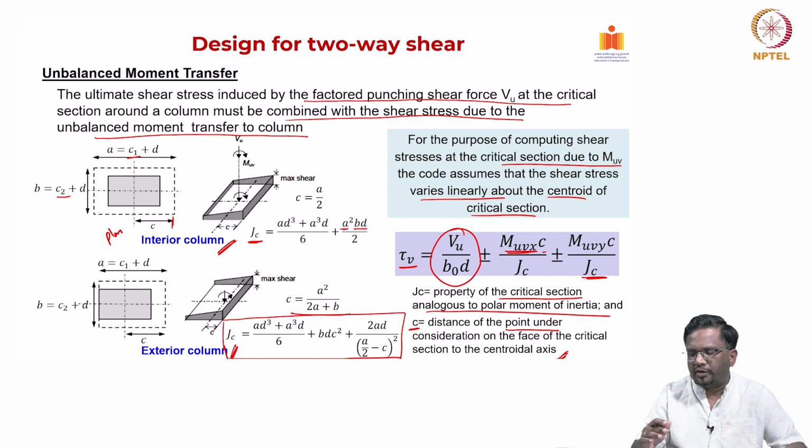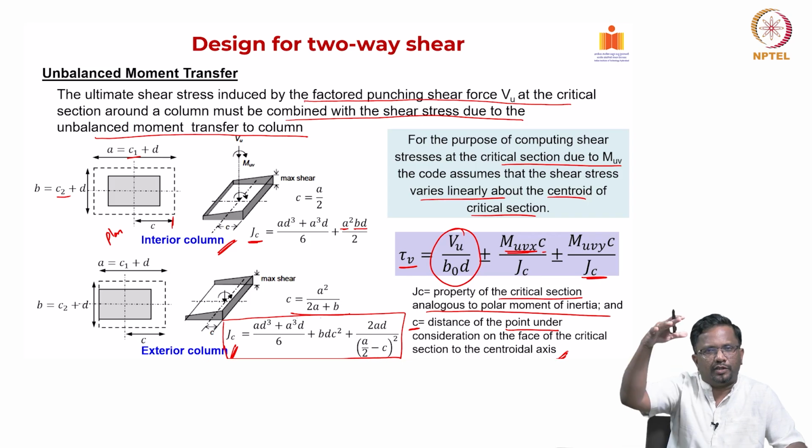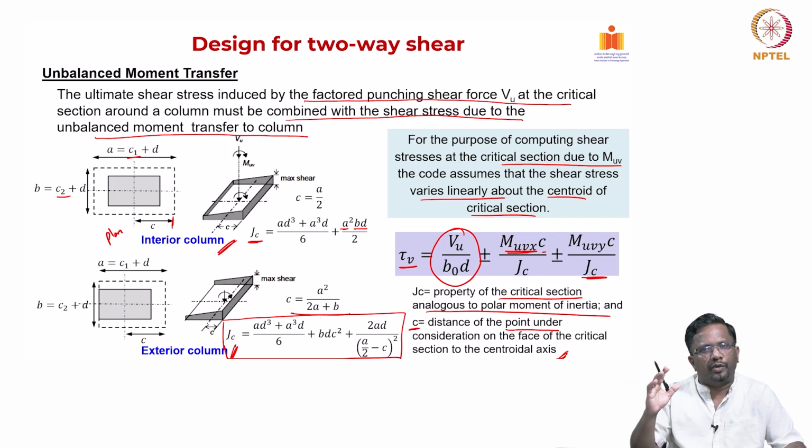So, the whole point is, it is not just the direct shear that is coming from a punching shear load. We also need to include the unbalanced moment transferred through shear both in the x direction and y direction. So, that is going to increase your shear demand quite a bit. So, we need to be aware of that.